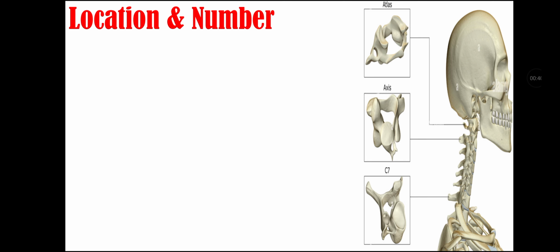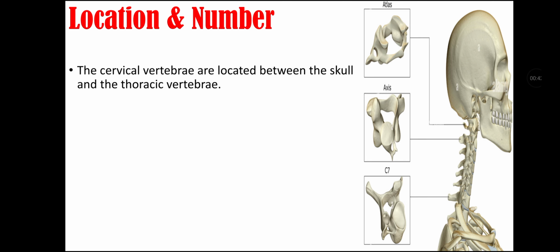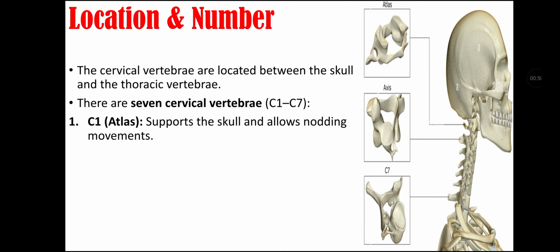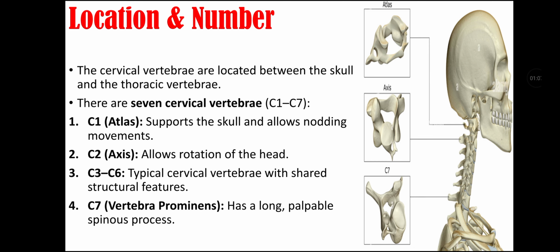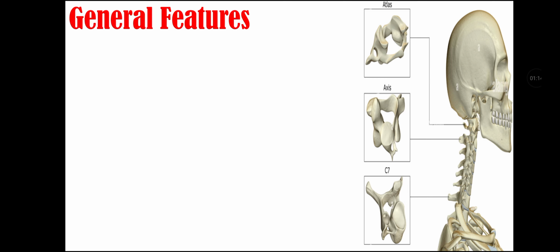Location and number of cervical vertebra. Cervical vertebra are located between the skull and thoracic vertebra. There are 7 cervical vertebra from C1 to C7. C1 is also called as atlas that supports the skull and allows the nodding movements. C2, also called as axis, allows rotation of the head. C3 to C6 are called typical cervical vertebra which share structural features. And then there is C7 that is also called as vertebra prominens, and it has a long palpable spinous process.